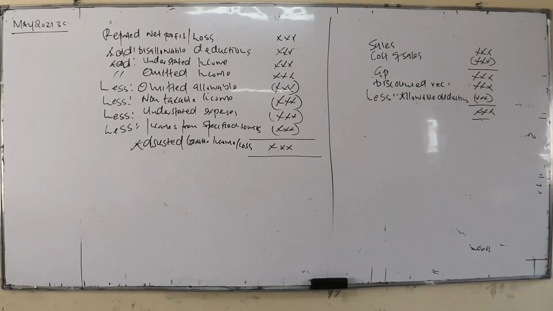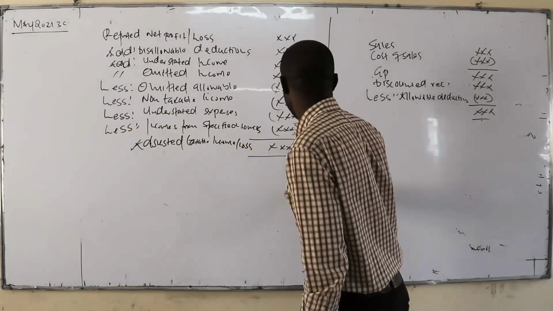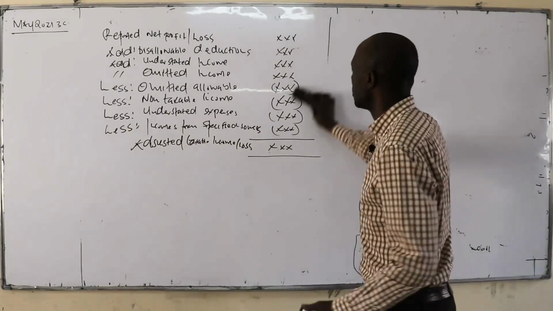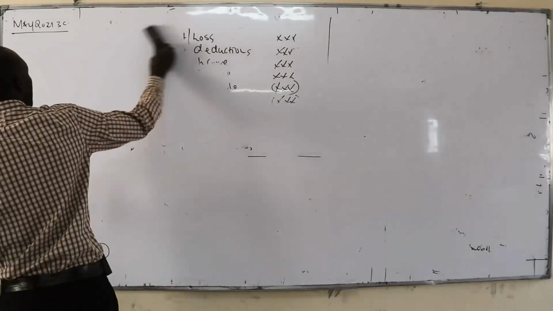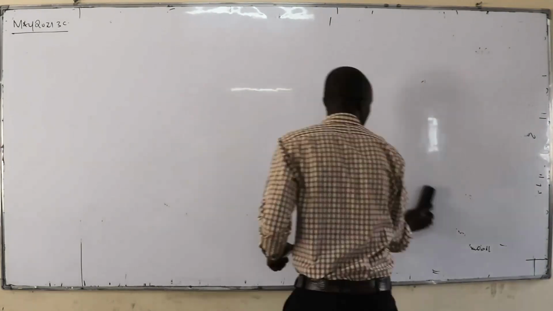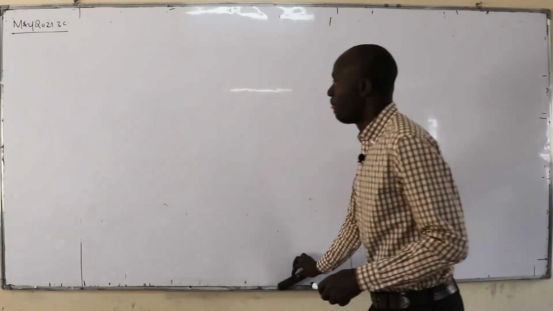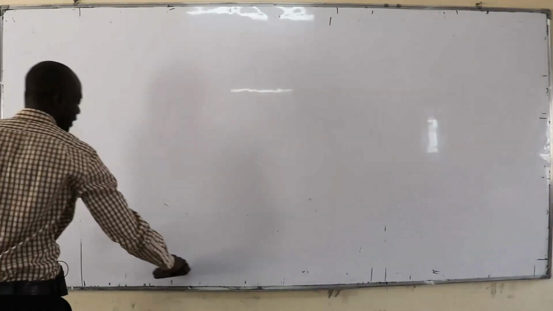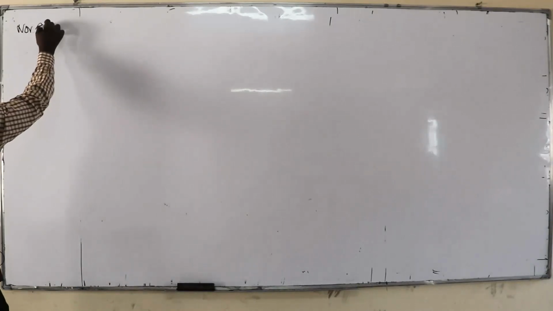So, let us do November 2019, question number 5C, taxation of business income.